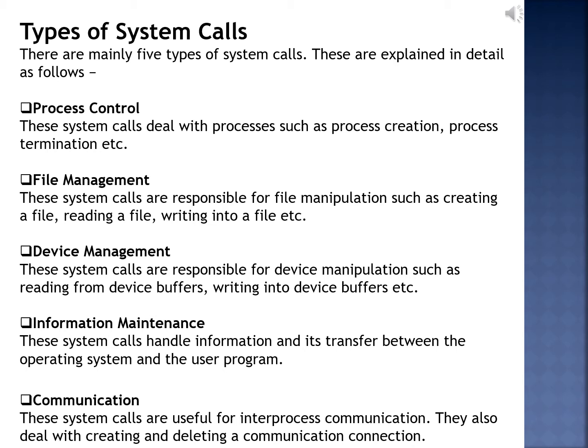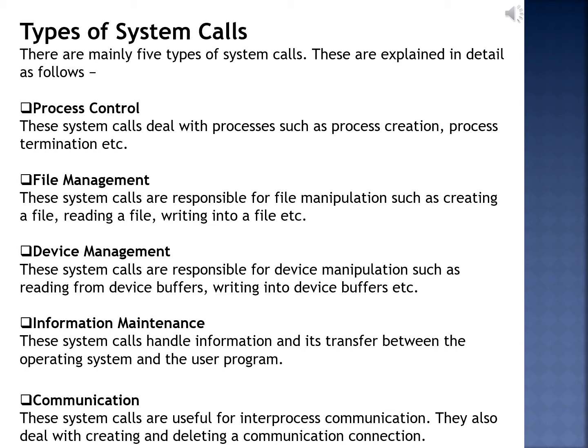The first one is process control. These system calls deal with processes such as process creation, process termination, etc. The next one is file management. These system calls are responsible for file manipulation such as creation of a file, reading a file, writing into a file, etc. The next one is device management. These system calls are responsible for device manipulation such as reading from device buffers, writing into device buffers, etc.